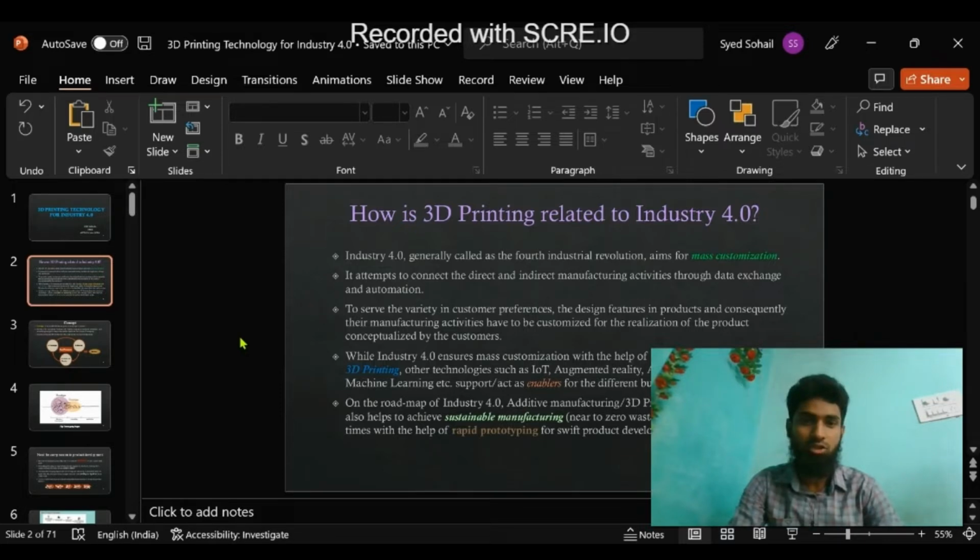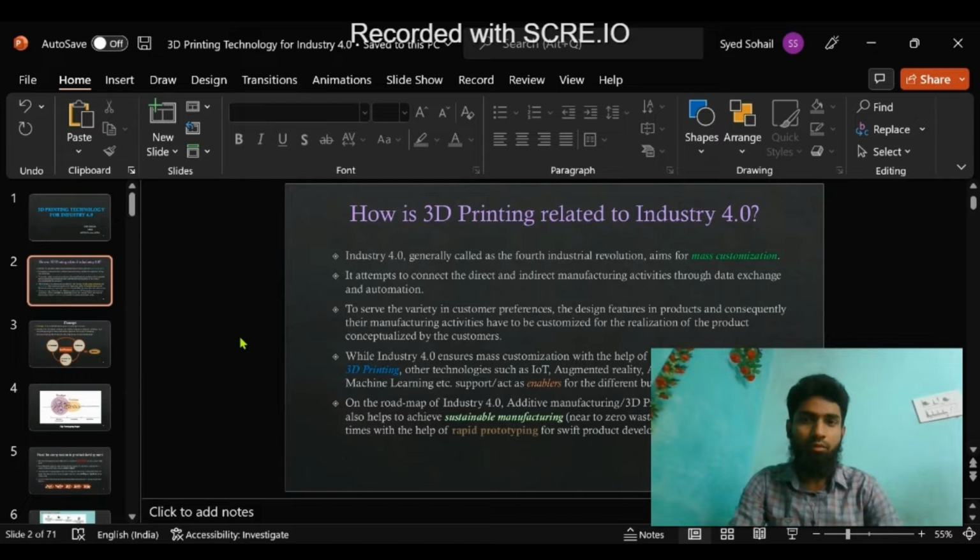Other technologies as well, we have IoT, Internet of Things, as we know more commonly. Augmented reality, artificial intelligence, and machine learning, they all support this, and as I said, they act as enablers for the different business functions and practices. On the roadmap of Industry 4.0, additive manufacturing or 3D printing have a key role. Why? Because it helps to achieve sustainable manufacturing.